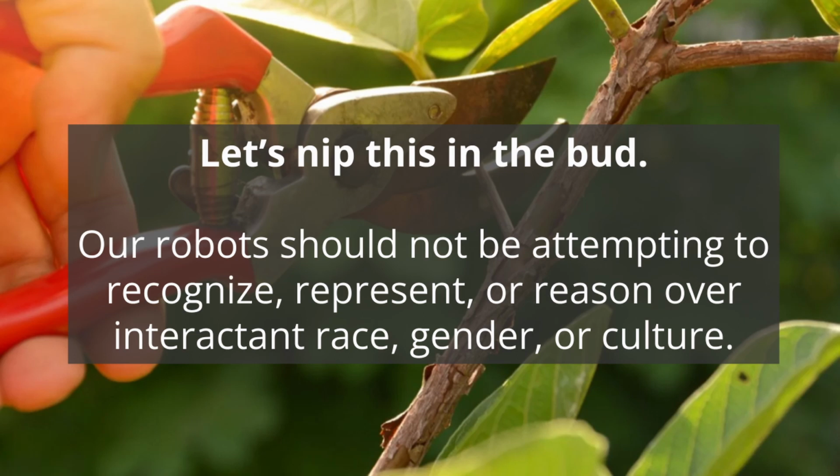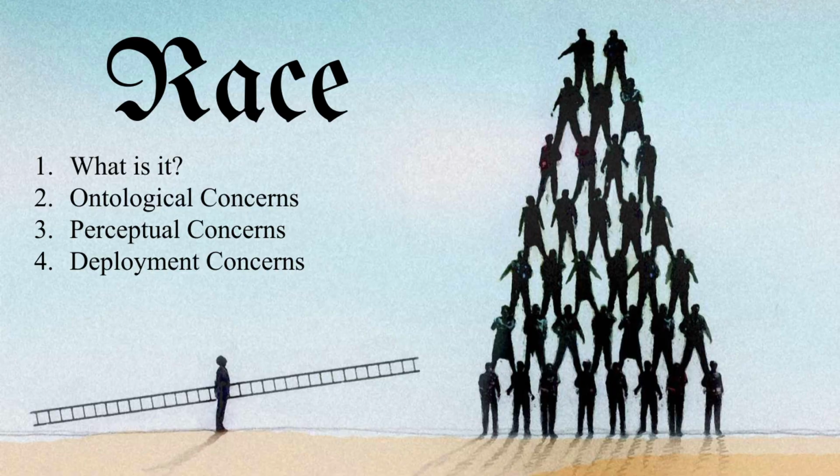recognize, represent, or reason over interactant race, gender, or culture. While I talk about all three of these factors in my paper, I primarily focus on race, and that's what I'm going to focus on in this presentation. I'm going to start by going back to basics and making sure we're all clear about what race is, and then talk about ontological, perceptual, and deployment concerns I see surrounding it.